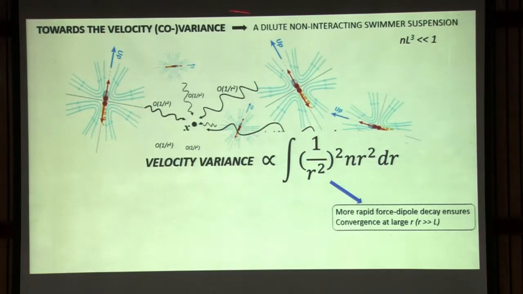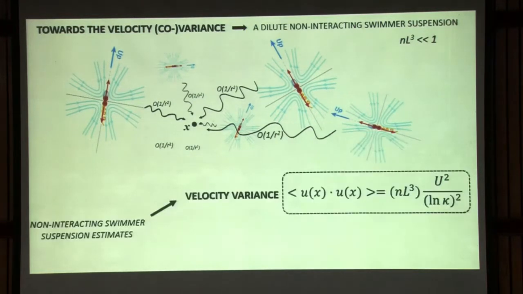So if I consider independent swimmer contributions, there is no problem. The velocity variance should remain finite. It appears to diverge at small r, but that's because I've treated it as a point force dipole. But then you can do the calculation and you can show that in the dilute non-interacting limit, which should give rise to a term linear in the concentration, that's the finite velocity variance.